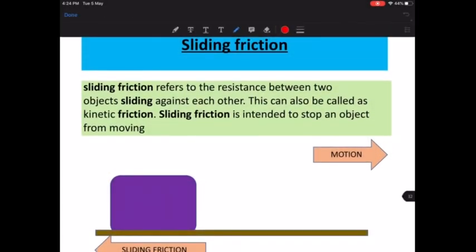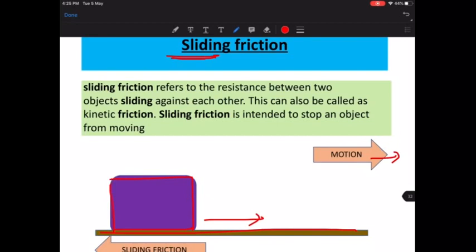Sliding friction, as the name suggests, means the object has to be sliding. In the earlier case it was static. Now the object should be sliding. Suppose this is the surface and this again is my object, and I'm now sliding this object over this surface. So my motion is in this direction. In which direction will my friction force be? My friction will be in this direction.